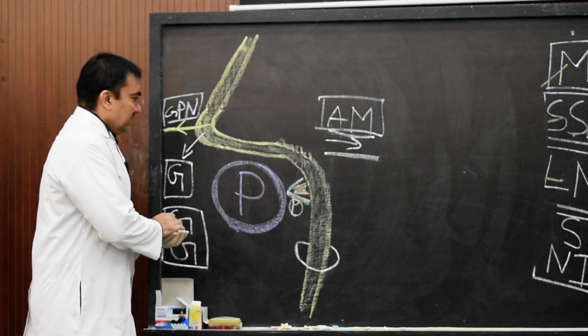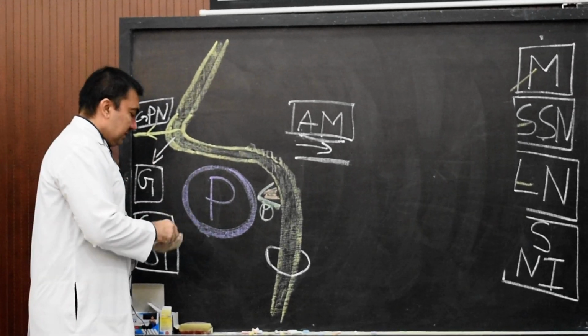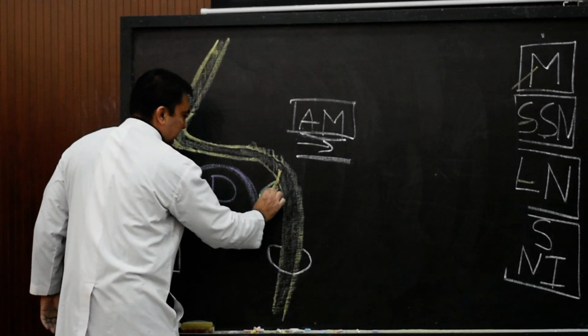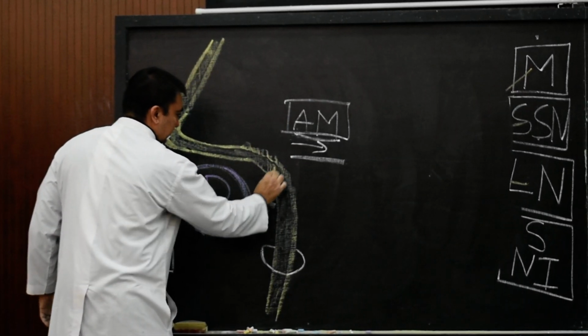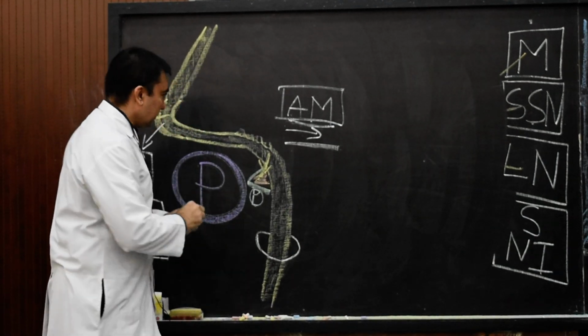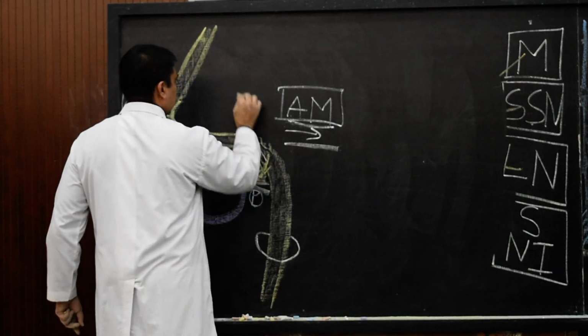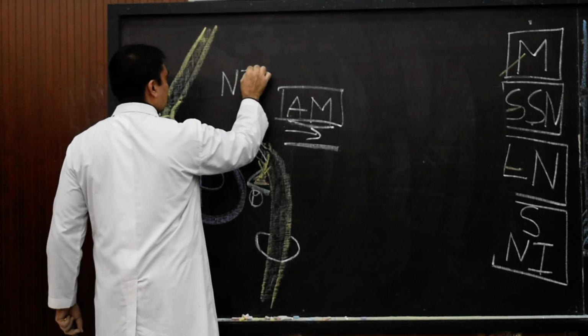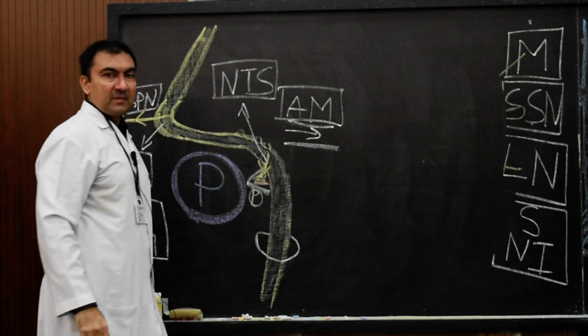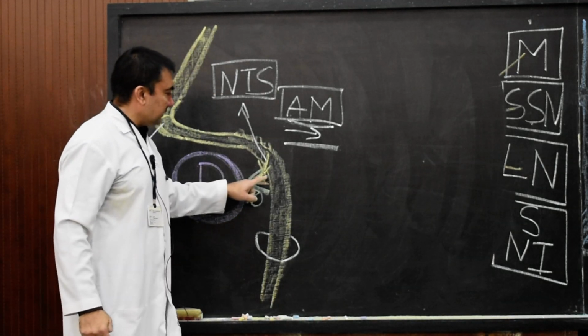Second branch will be the nerve which is given to this muscle. Remember the name of this muscle? Stapedius. So this will be known as nerve to stapedius. So here we mark this as nerve to stapedius, nerve to stapedius muscle. So this nerve to stapedius will supply stapedius muscle.